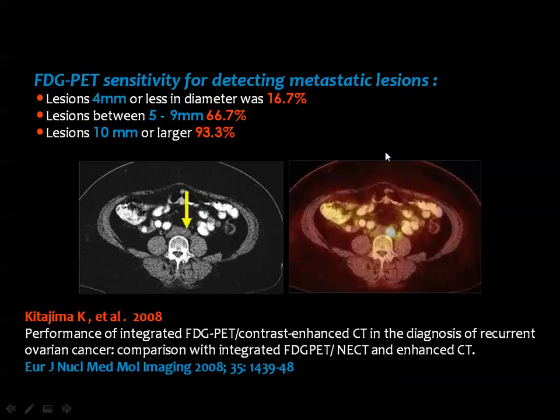Then the sensitivity for PET-CT in detecting metastatic lesions, according to the literature: for lesions less than 4 millimeters, the sensitivity is about 16%. Lesions between 5 and 9 millimeters, the sensitivity is about 66%. Lesions 10 millimeters or above, the sensitivity is about 93%.